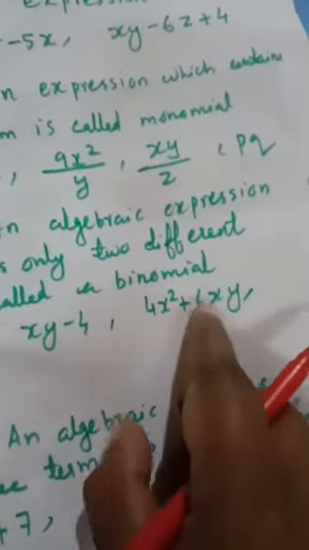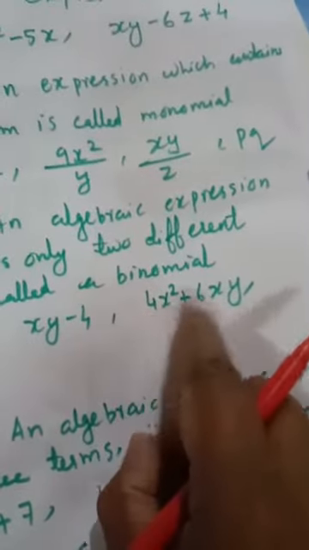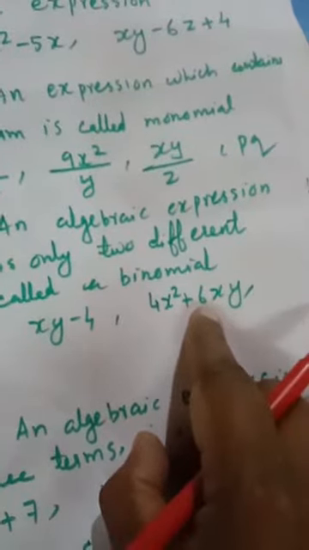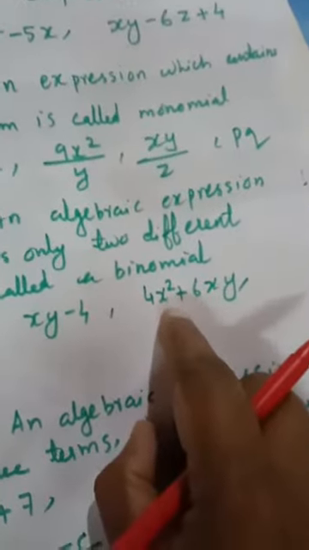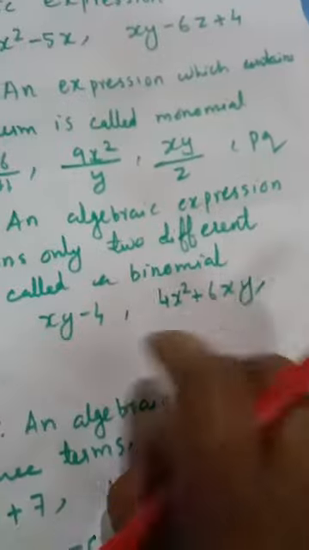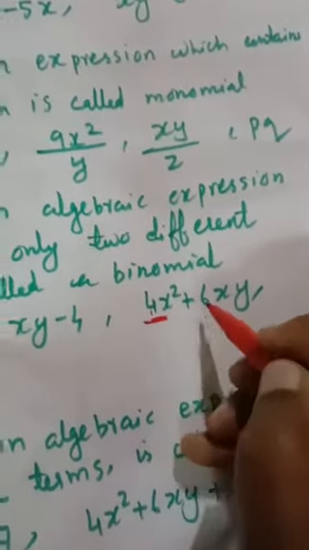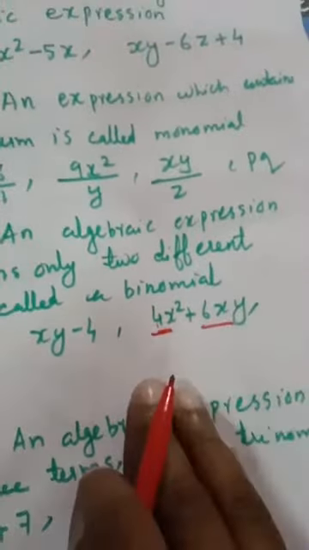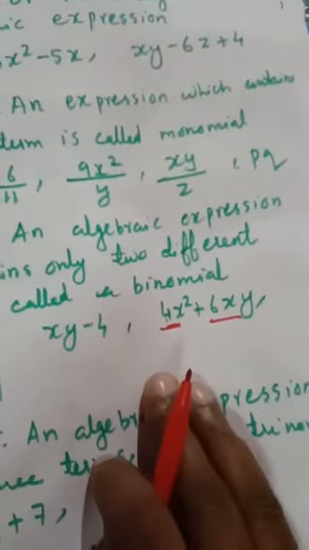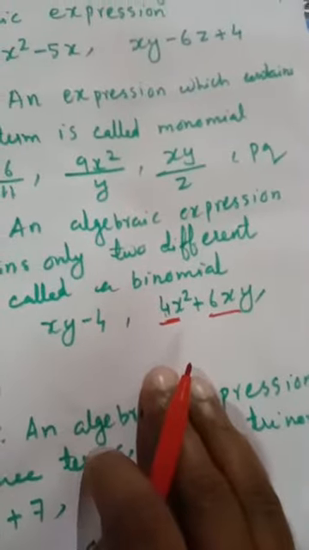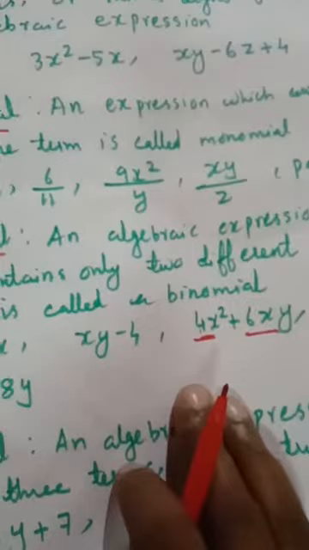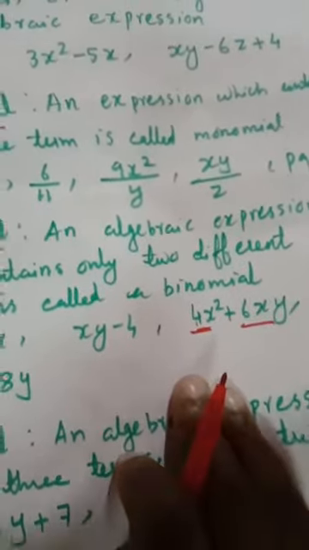4x square plus 6xy. 4x square is the first term, 6xy is another term. This is connected by plus sign, so first term and second term. So binomial: if there are two terms, the algebraic expression is called binomial. Binomial means there are only two terms.